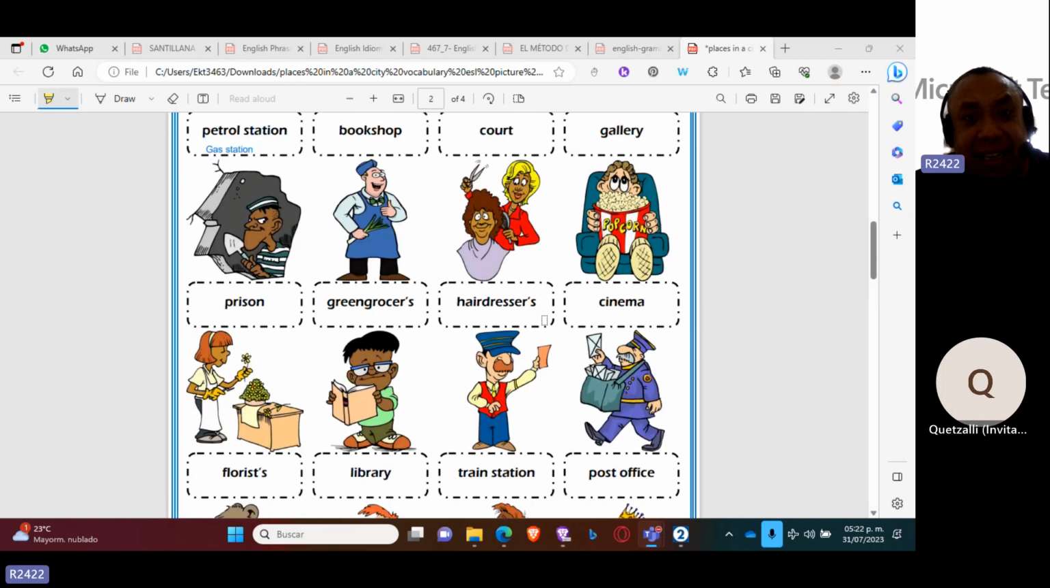Mira, ¿qué dice? Green grocer, ¿qué será? ¿Qué es lo que sale? How is that in Spanish? Green grocers. ¿Recauderías? Recaudería o verdulería. Very good.